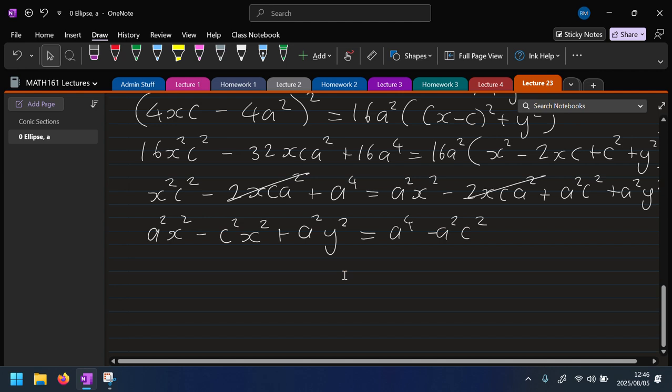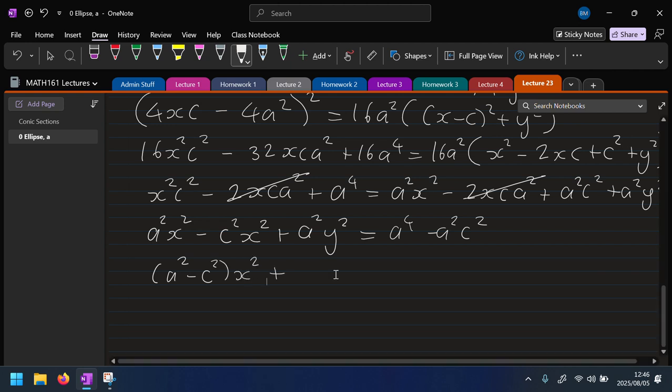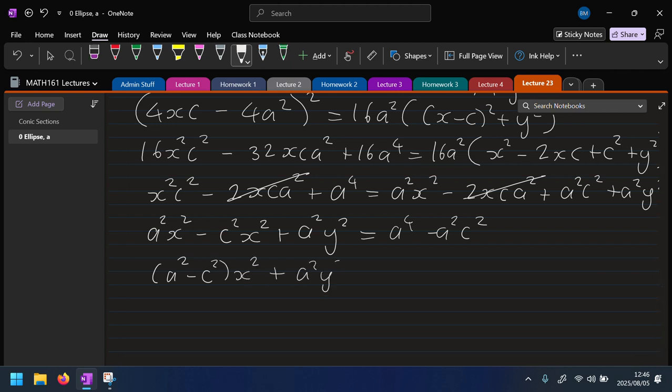Okay, now we can do some factoring. First two terms, we can factor out the x squared. So it's going to be a squared minus c squared times x squared plus a squared y squared. And on the other side, we can also do a little bit of factoring, a squared and a squared. So we can take out an a squared, and we leave with a squared minus c squared. Okay, so that's after all of the factoring.